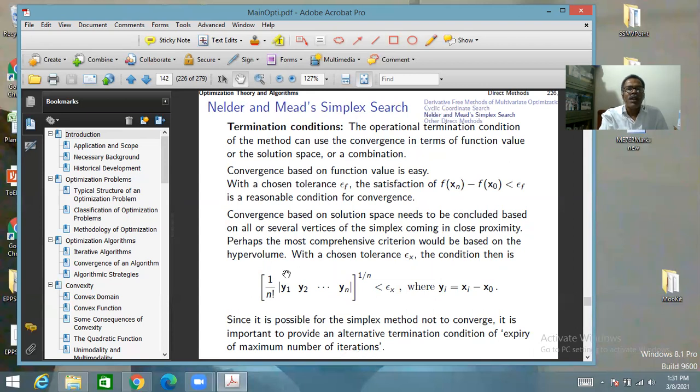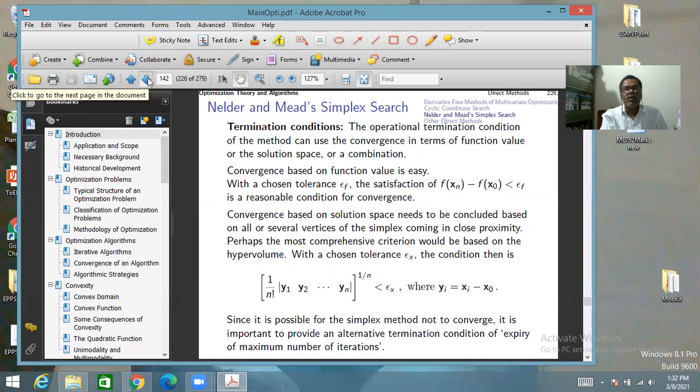Okay. So this was Nelder-Mead's simplex search, which is actually quite sophisticated, though based on heuristics. And it works very well. It has been found very useful, and it is very popular. The MATLAB function fminsearch actually uses this.